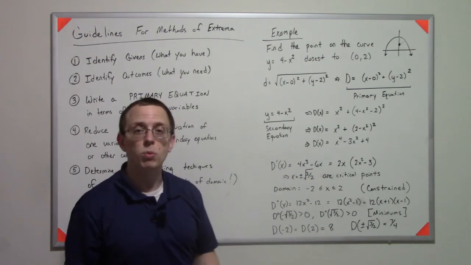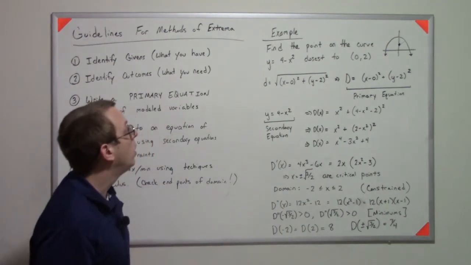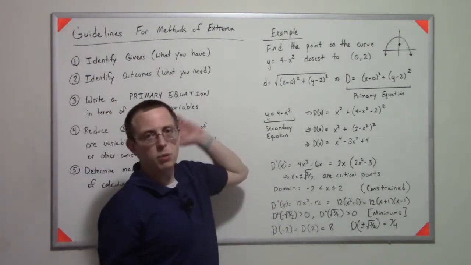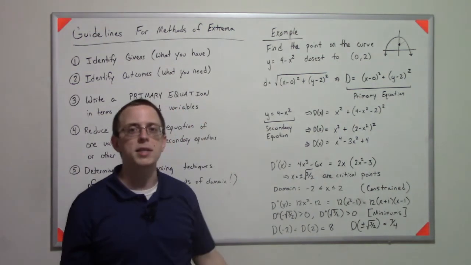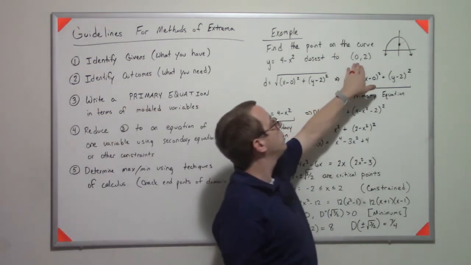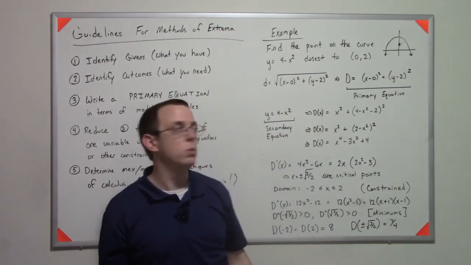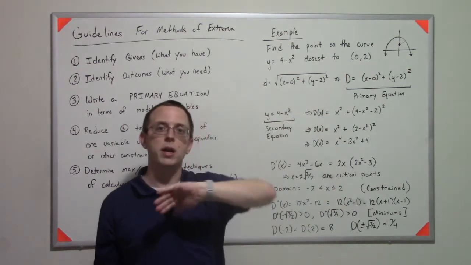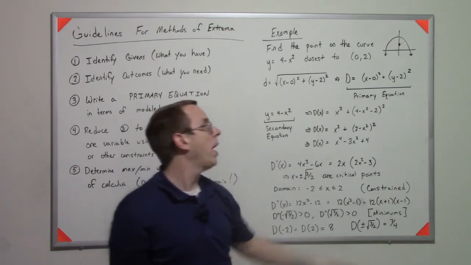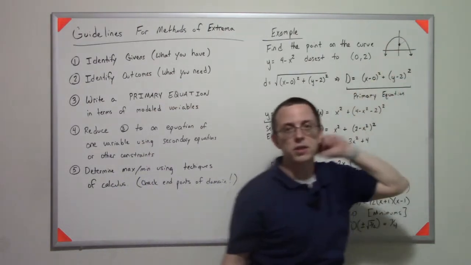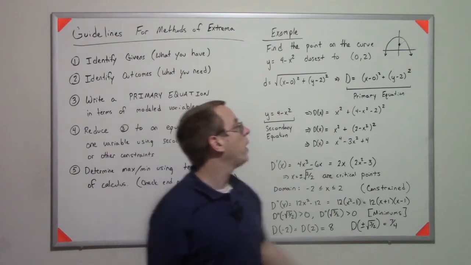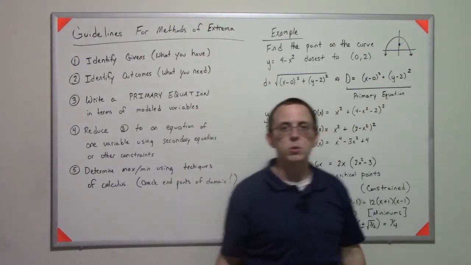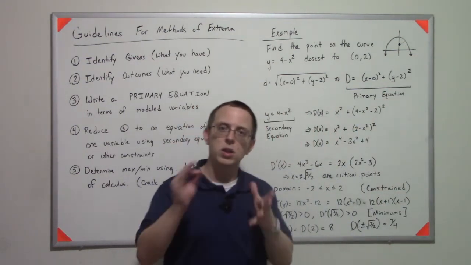Anyway, let's do an example here. Let's say the problem statement is: find a point on the curve y equals 4 minus x squared that's closest to the point (0, 2). So 4 minus x squared is a downward opening parabola, like so. It doesn't really look like a parabola, it looks more like a circle, but it's supposed to be a downward opening parabola, and there's this point (0, 2). And we want to find what's the closest point to that.